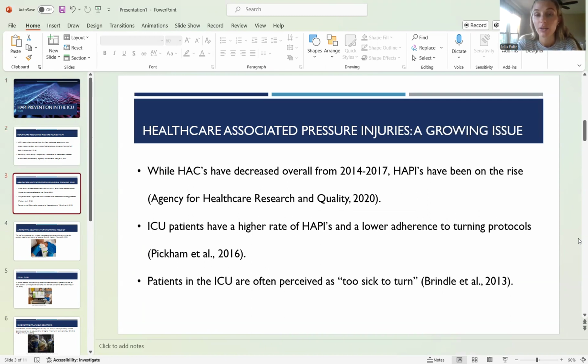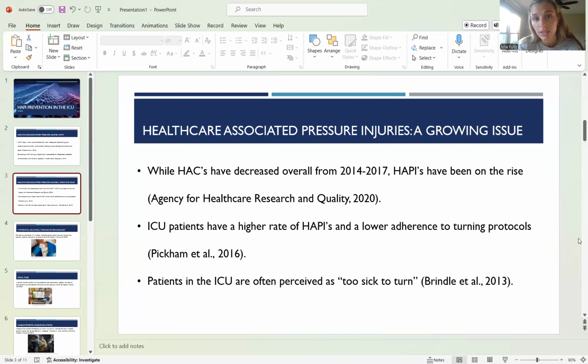While HACs or healthcare associated conditions have decreased overall from 2014 to 2017, HAPIs have been on the rise. HACs are anything that a patient acquires from being in the hospital, which they shouldn't. So, a CLABSI or a central line associated bloodstream infection, a UTI, urinary tract infection, or a fall, a thromboembolic event following a surgery, these are all things like a DVT that are considered HACs, and they pose a huge financial burden for hospitals. And they are things that we as nurses can do something about.